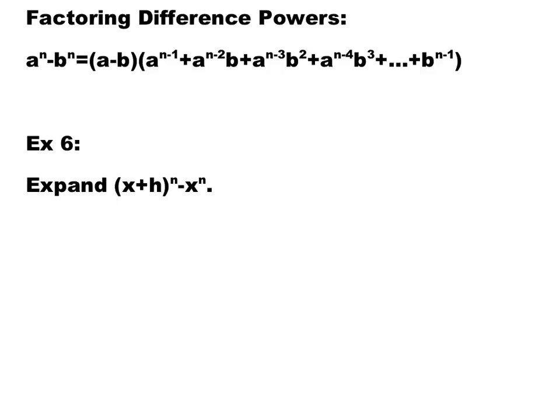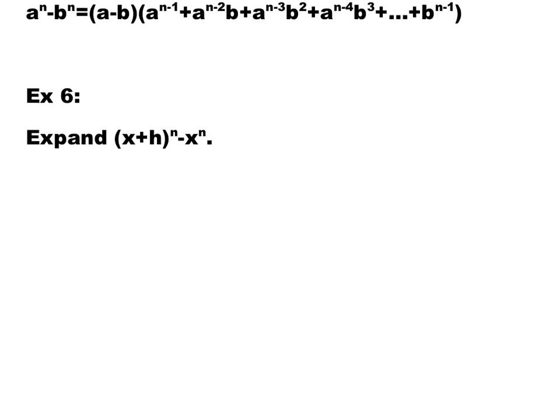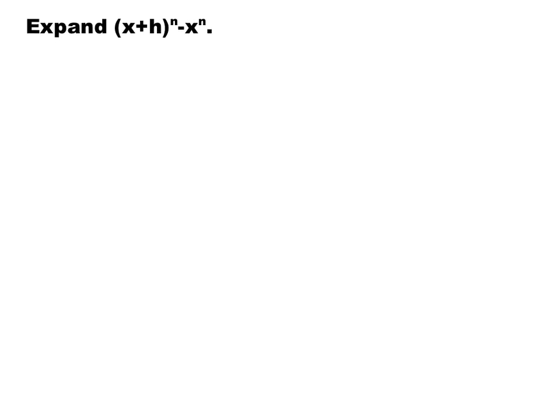One thing you have to remember is for each term, if you add the exponents of a and b, you will see that the sum becomes n minus 1, which is a good thing to remember when you are writing the expanded form. For example, let's do an example here which says expanding x plus h exponent n minus x exponent n.